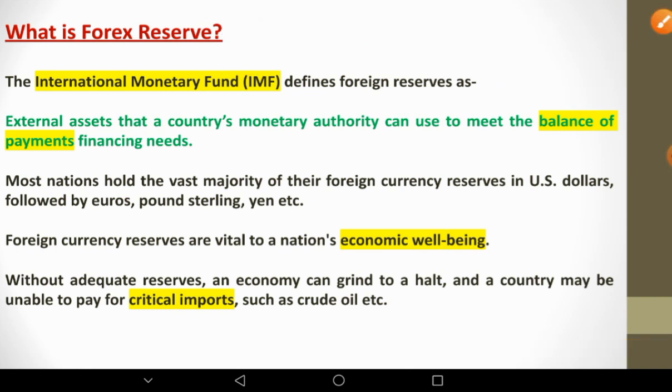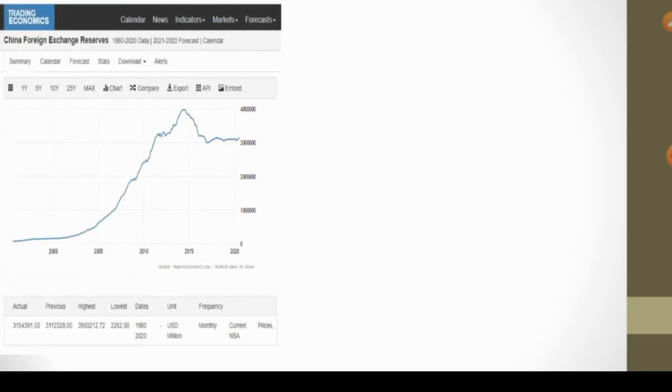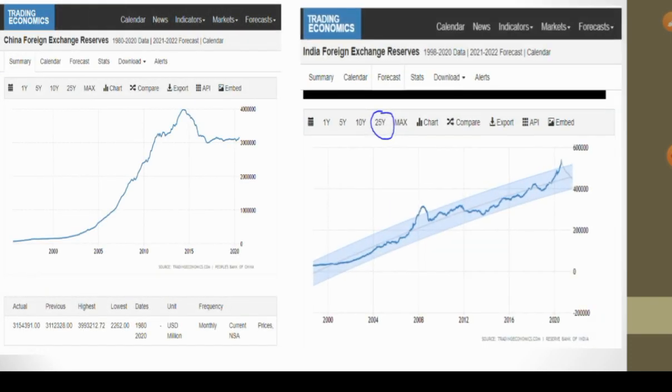So I think by now you are able to understand what is Forex reserve. So let's move. Now here I have brought two important data. On the left hand side you can see the China foreign exchange reserves. On the right hand side you can see India's foreign exchange reserve. Now why am I comparing? Because at a time in the 1980s, the Forex of India and China was almost equal. Let me give you a fun fact. In the 1980s, the electronics export of India was more than China. You can quote it anywhere. In the 1980s, India's electronics exports were more than China's.